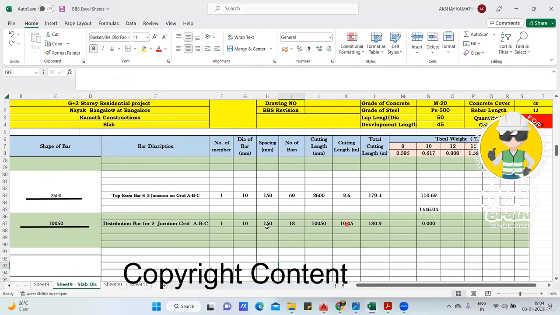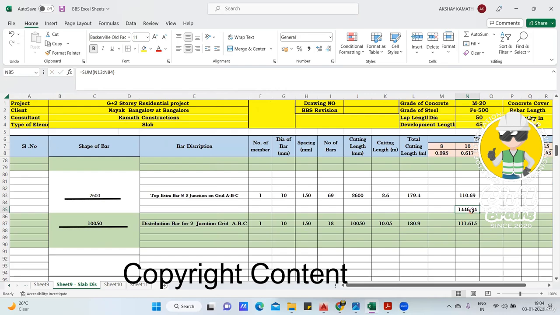How much is it? So it's a 10 diameter bar, no? Finish. Answer is ready. Multiply by 0.617. Finish. And why is this 144? From where did I write that? Why did I write 144 here? Okay, this was something we had done previously. Okay, this is not required. Finish. 111.615. Got it, no?